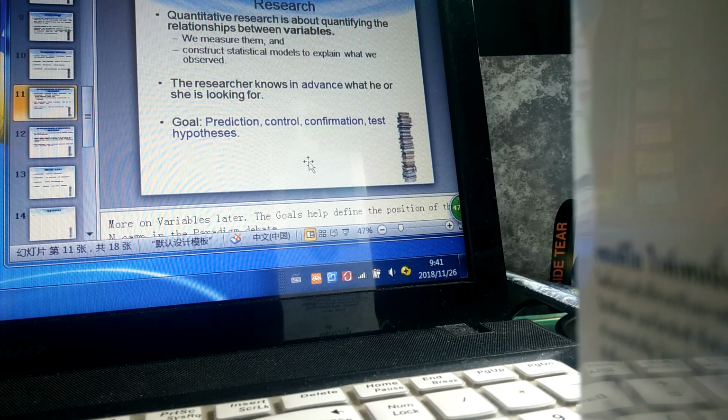Quantitative research is about clarifying the relationship between variables. We measure them and construct a statistical model to explain what we observe. So the researcher knows in advance what he or she is looking for, and the goal of quantitative research is to make predictions, control and confirmation, and also to test the hypothesis.